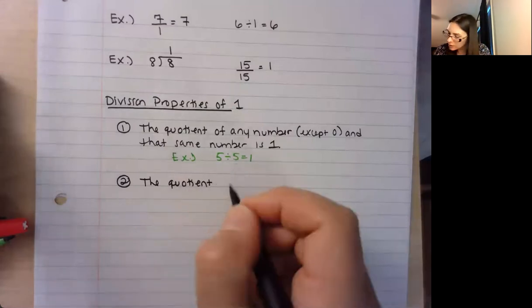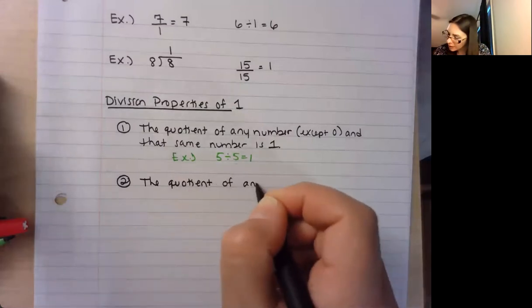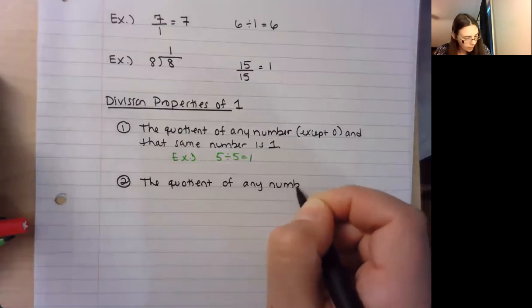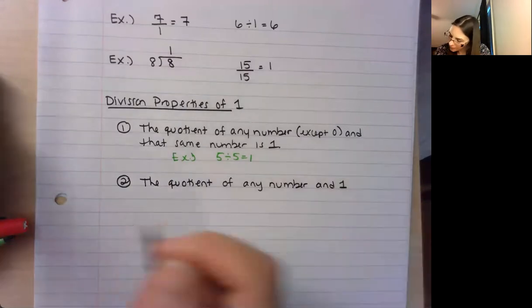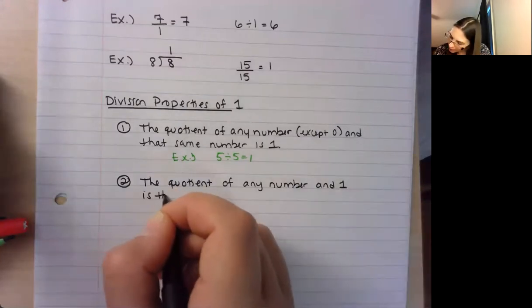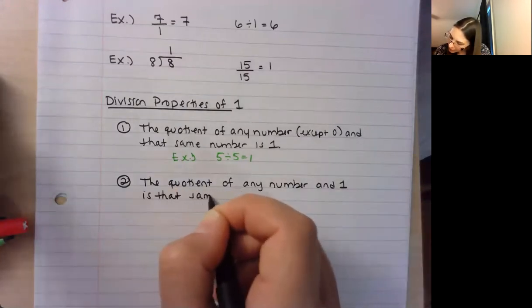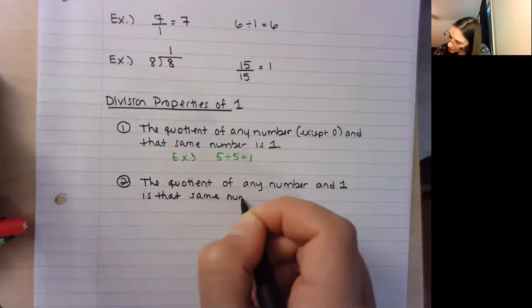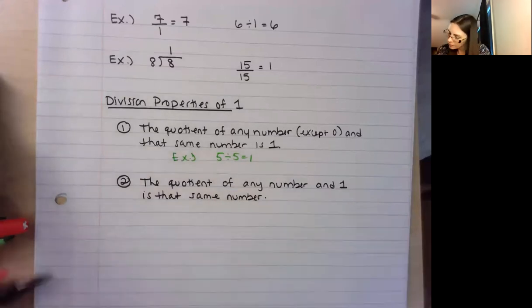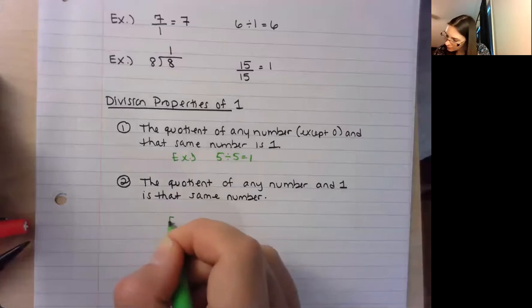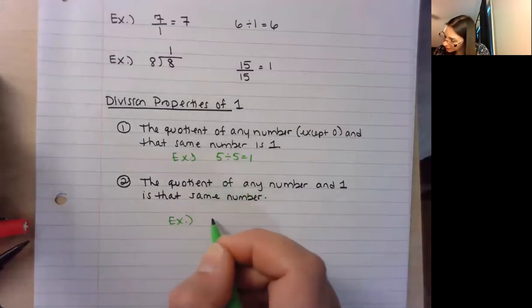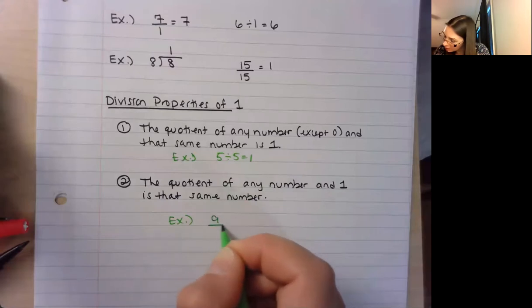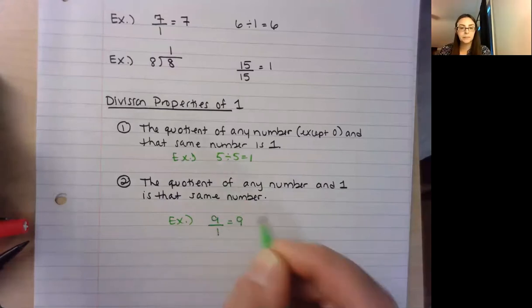The quotient of any number and 1 is that same number. So this is like the first example I have up top here. Okay. So let's say I have 9 divided by 1 equal to 9.